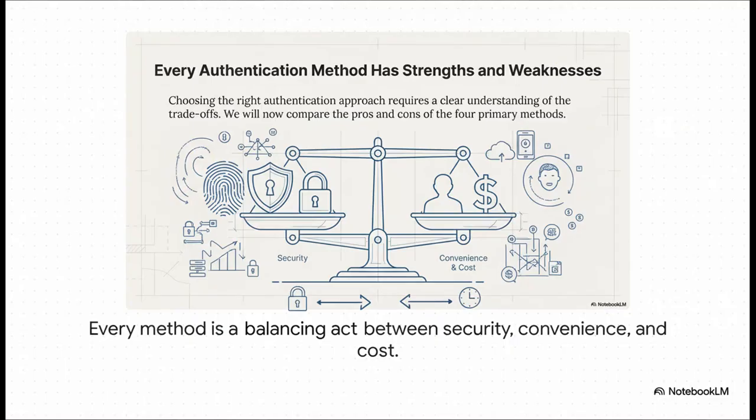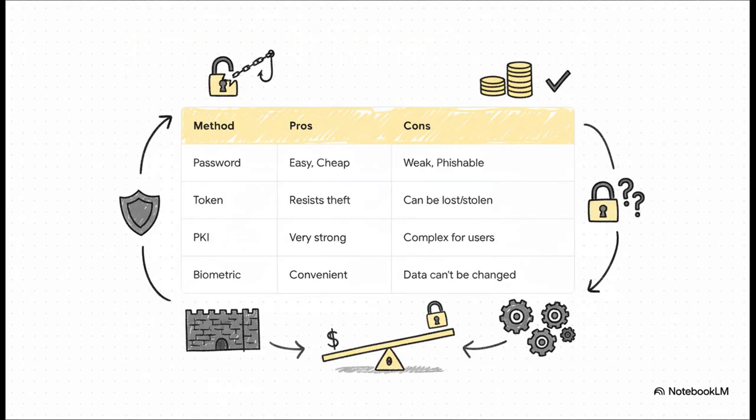I love this visual because it just perfectly captures that balancing act. Every single method we've talked about involves a trade-off. What you gain in security, you often lose in convenience, or you add in cost, and the other way around. The truth is, there's no single perfect solution. And this table here really brings those trade-offs into sharp focus.